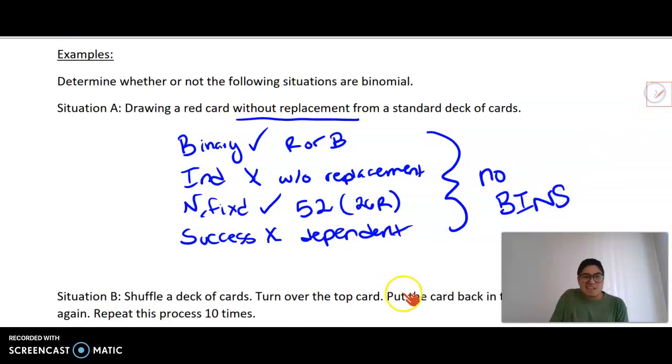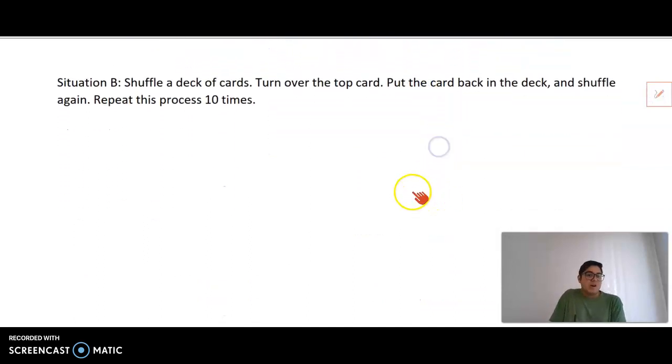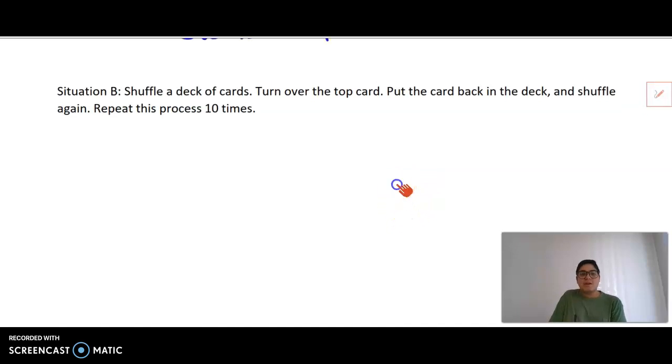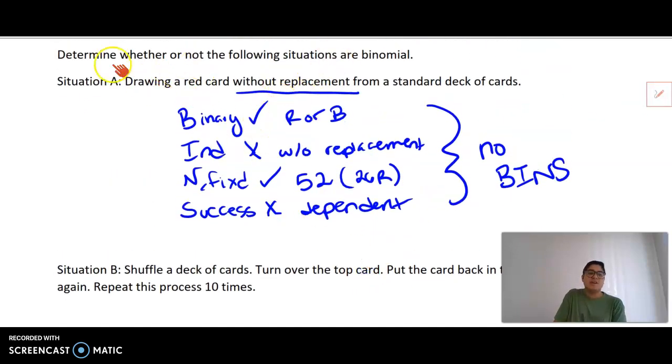So let's take a look at the second scenario. Shuffle a deck of cards, turn over the top card, put the card back in the deck, and shuffle again. Repeat this process 10 times. And sorry, but drawing a red card, then doing this. My apologies. Typo.